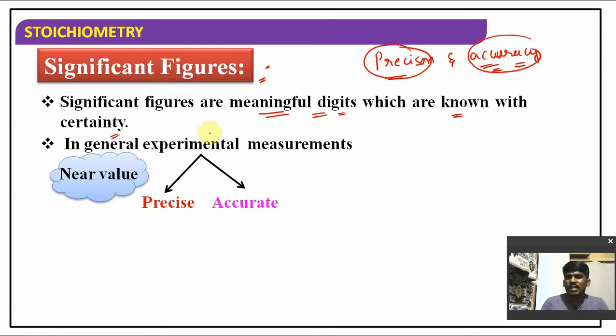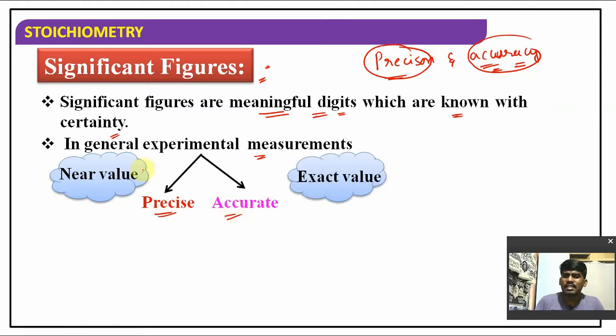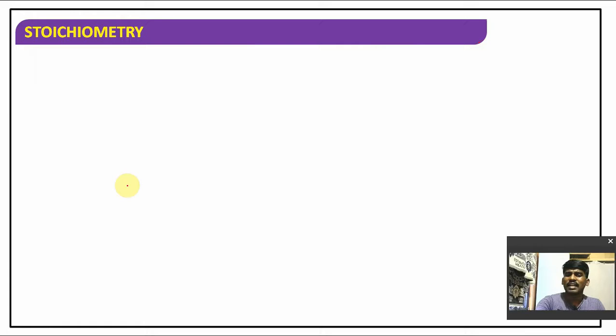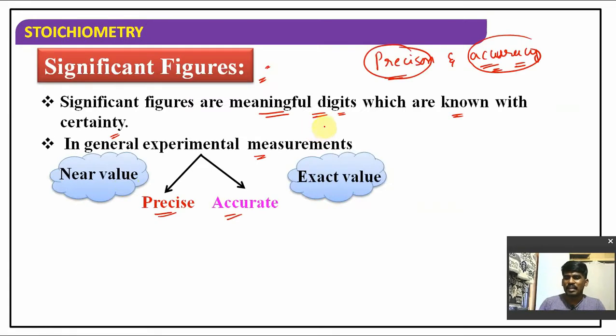As I mentioned, in general experimental measurements you can see two terms: one is precision, and another one is accuracy. Precision is a near value, almost a close value. Accurate is the exact value. Guys, if it is exact, that value is accurate. If it is close to the approximate value, that is a near value, it is precision, guys.